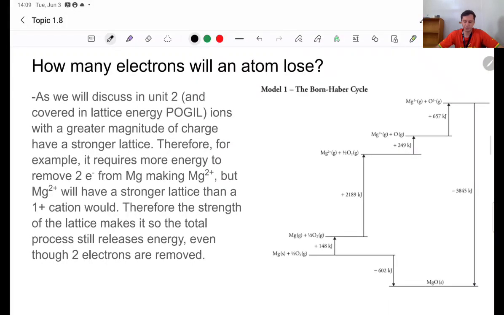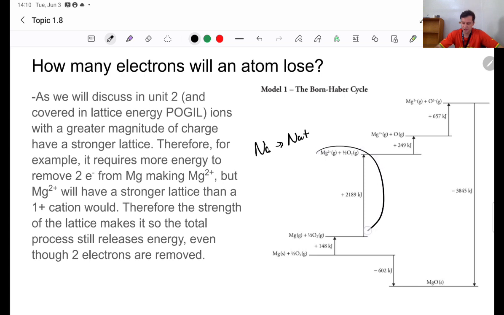So how many electrons will an atom lose in these bonds? Well, as we will discuss in Unit 2 and covered in the lattice energy POGL, ions with a greater magnitude of charge have a stronger lattice. Therefore, for example, it requires more energy to remove 2 electrons from Mg, making Mg2+, but Mg2+ will have a stronger lattice than a 1+ cation would. So for Mg, as compared to sodium just losing 1 electron.